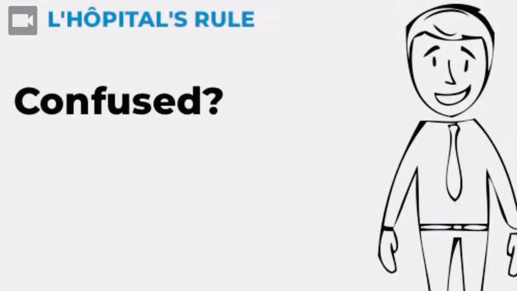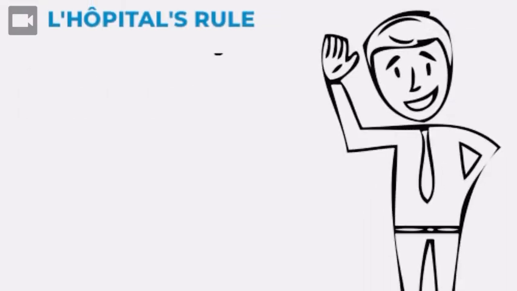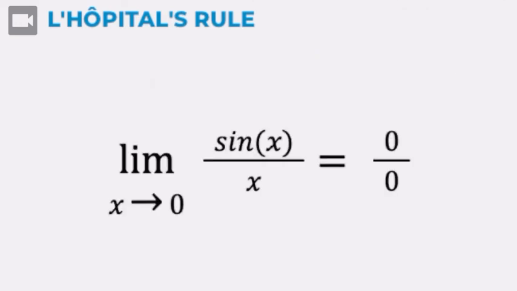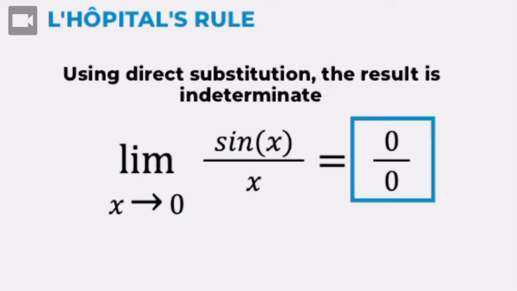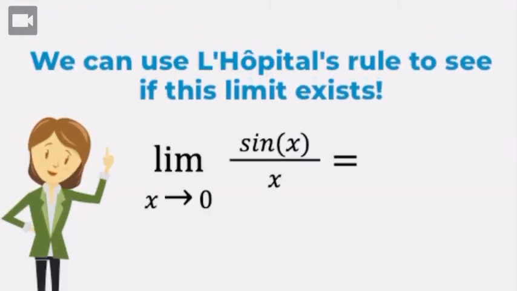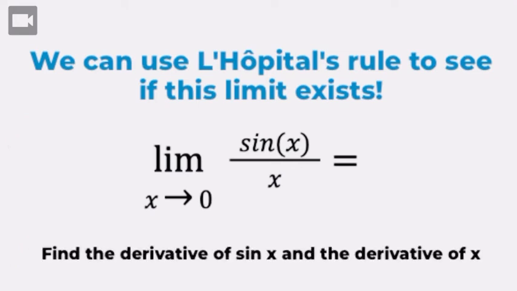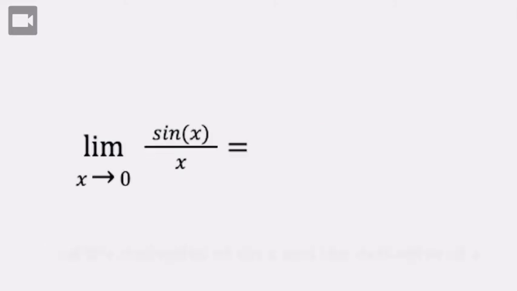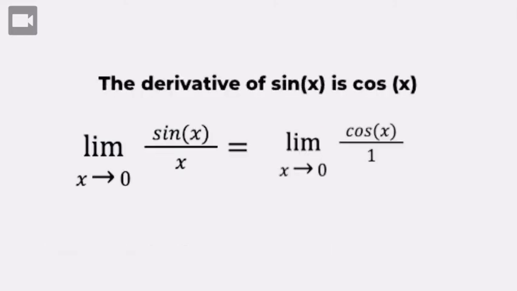This might be a little confusing at first, but don't worry, we'll do an example. For example, let's say we wanted to find the limit as x approaches 0 of sine x over x. We'd get an indeterminate form of 0 over 0. We can use the L'Hôpital rule to see if this limit exists. We start by finding the derivative of sine x and the derivative of x. The derivative of sine x is cosine x, and the derivative of x is 1.